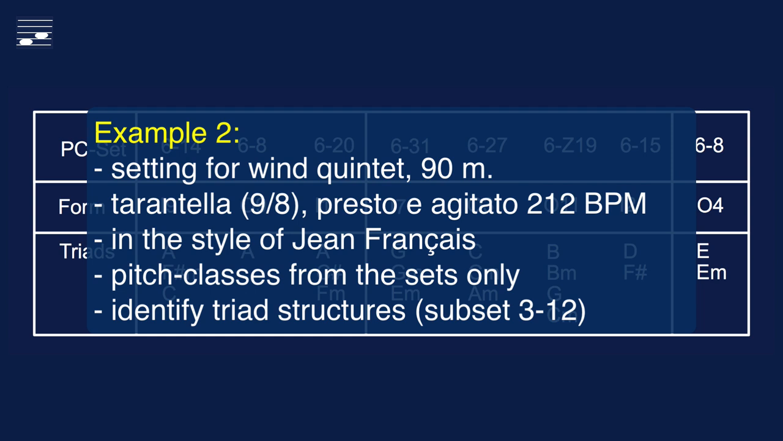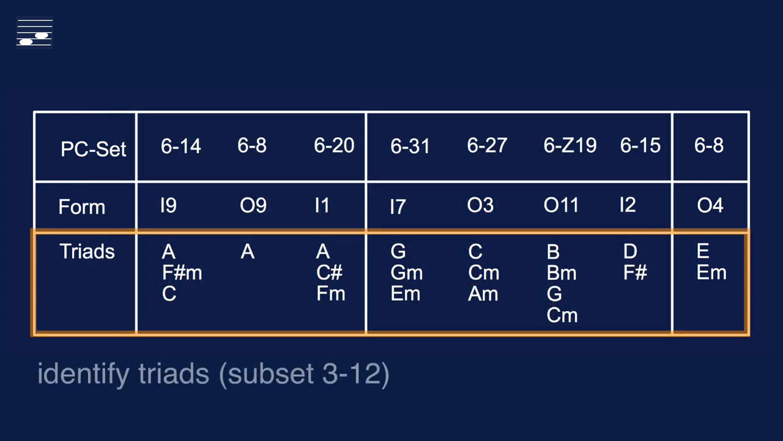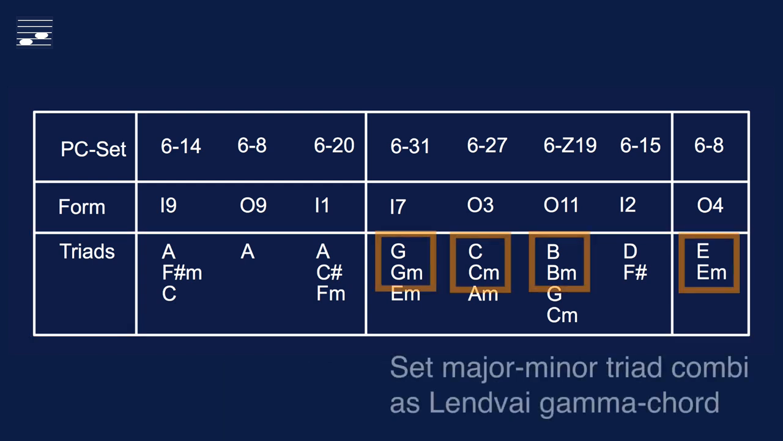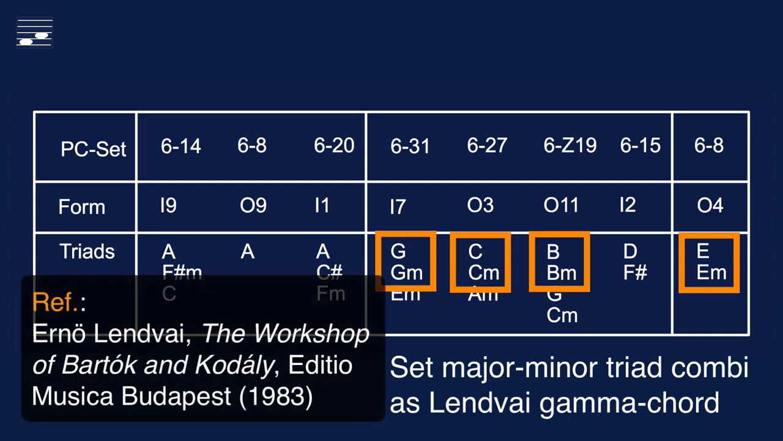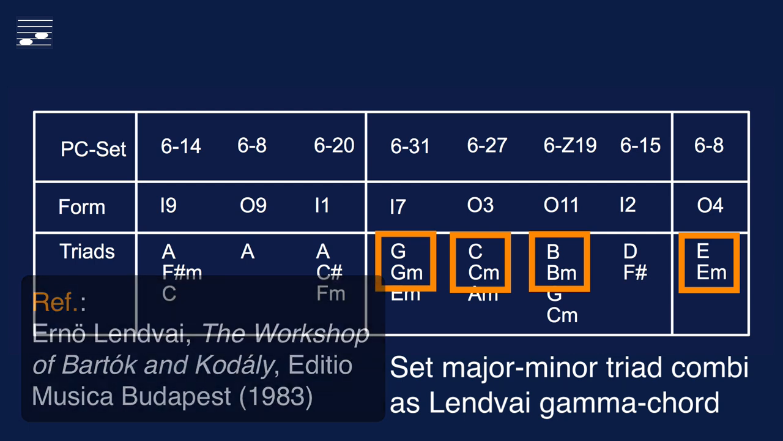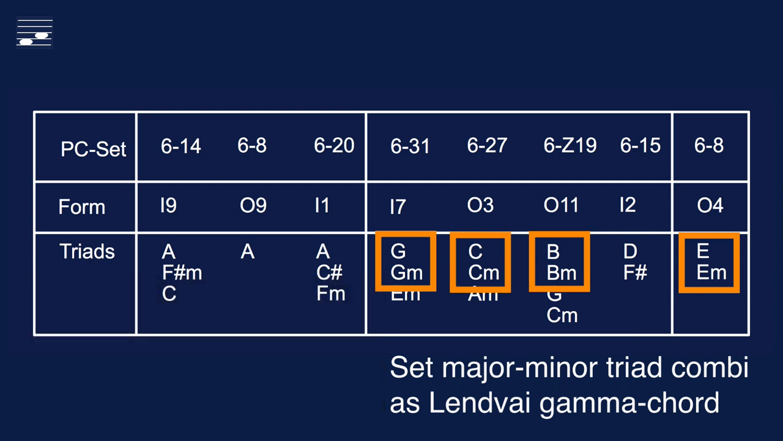In this example, I chose as the common element the major-minor triad subsets, as shown in this table. Whenever there's a pair of major-minor triads on the same root, I decided to use these as so-called gamma chords, a label assigned by Ernő Lendvai in his book on the music of Béla Bartók and Zoltán Kodály. I've used alpha to gamma chords extensively for a special chorus for brass in my Autumn Leaves arrangements for symphonic wind band, but that deserves a separate video tutorial.